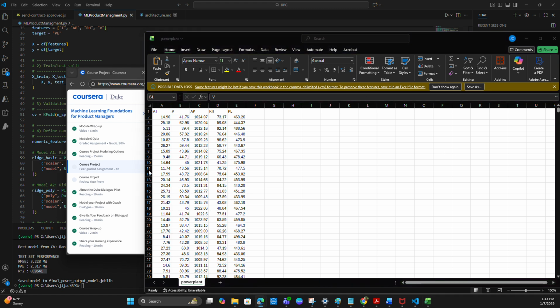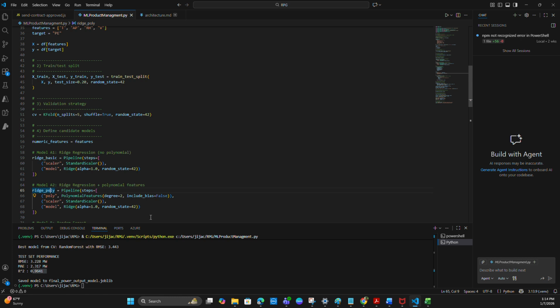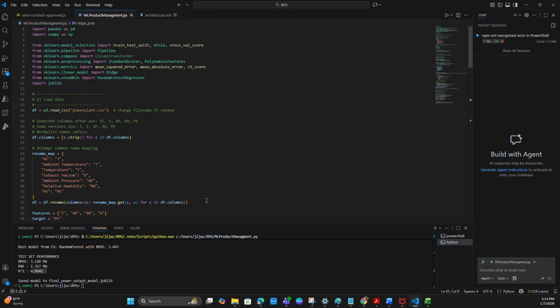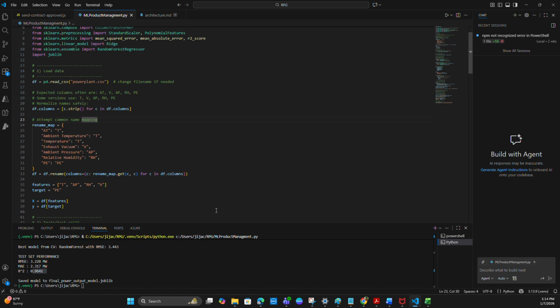And now I have created the Python file. This is a supervised machine learning regression problem because we are predicting a continuous numeric value. To evaluate the model performance, I selected RMSE, root mean squared error, as the primary metric, because it measures prediction error directly in megawatts. I also report the R squared, which shows how much variance in power output the model explains. These metrics are well suited for engineering and operational forecasting problems.